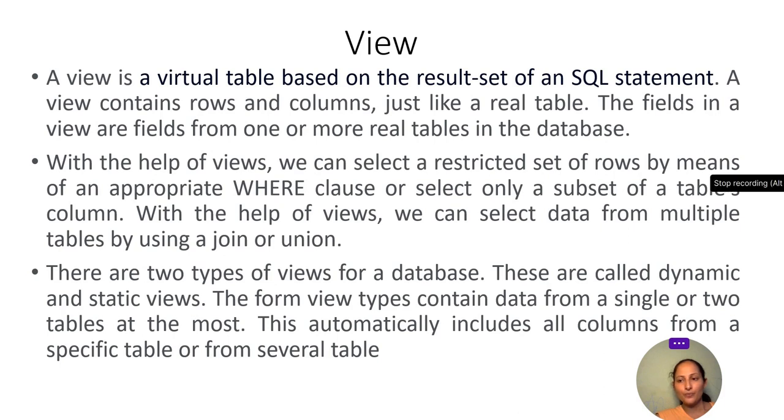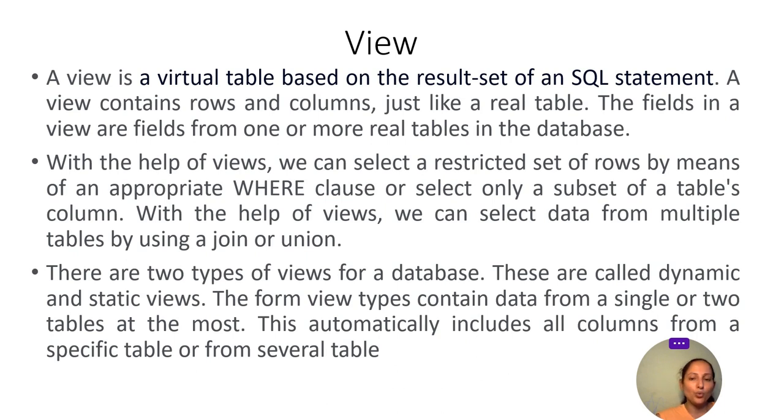What is a view? A view is a virtual table based on the result set of an SQL statement. A view contains rows and columns just like a real table. The fields in a view are fields from one or more real tables in the database. So with the help of views, we can select a restricted set of rows by means of an appropriate where clause, or select only a subset of a table's columns. With the help of a view, we can select data from multiple tables by using join or union.